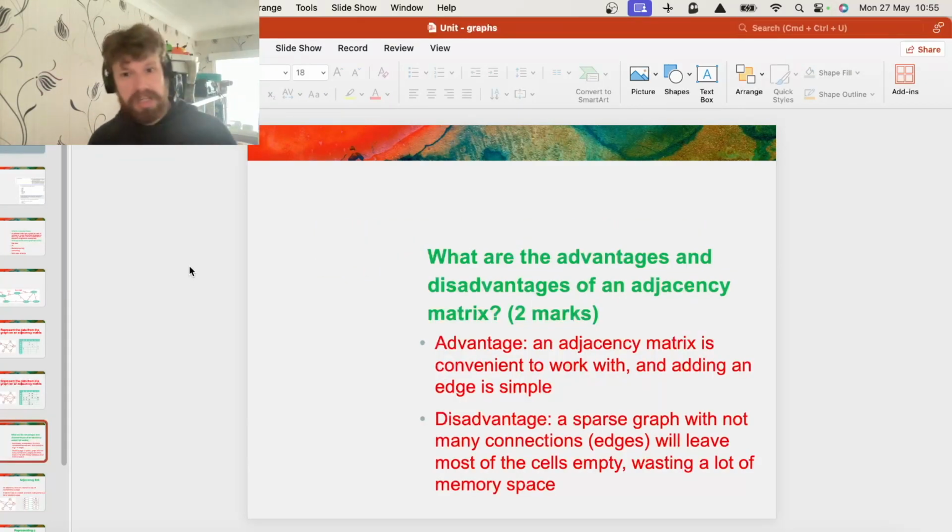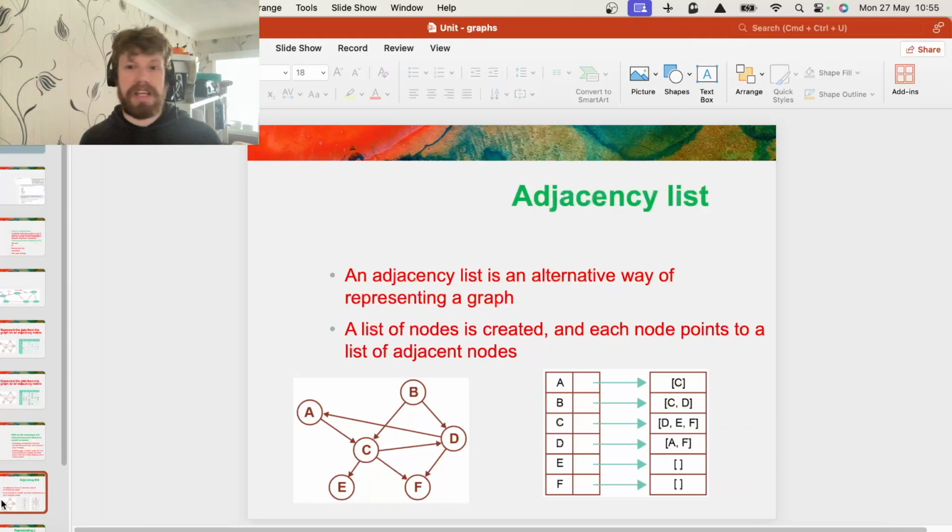What are the advantages and disadvantages of adjacency matrices? The key thing is it's convenient to work with, and adding an edge is really, really simple. The disadvantage though is if it's quite a sparse graph, which just means it doesn't have many connections on there, we can actually waste a lot of memory by doing that. And we're going to have a look at another example now, which is the adjacency list. This is an alternative way of representing the data.